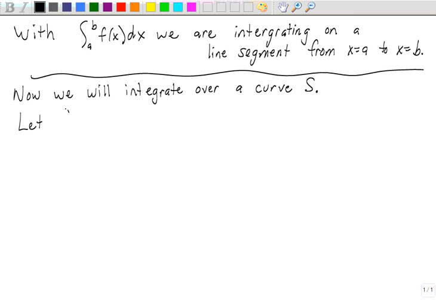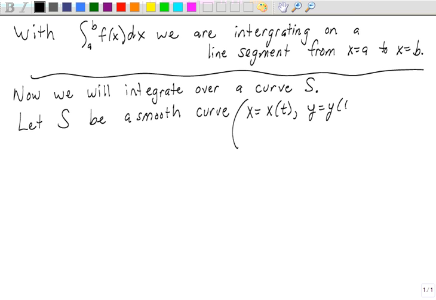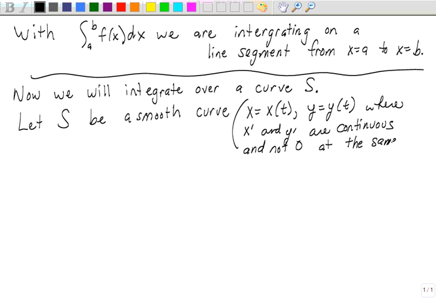Okay, so let S be a smooth curve. Remember what that means: parametrically, x and y are functions of t, where x prime and y prime are continuous and not zero at the same time, on interval a, b.